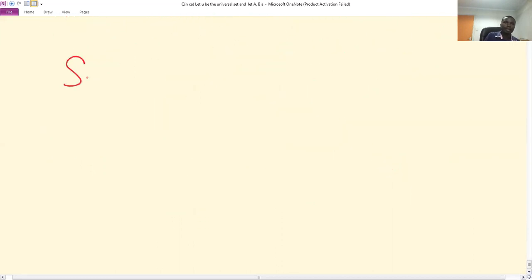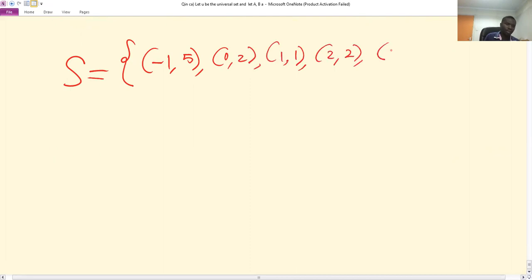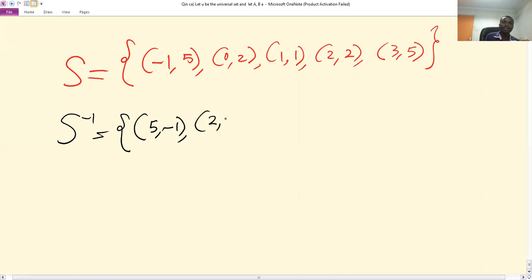Lastly, relation S is given by (-1, 5), (0, 2), (1, 1), (2, 2), (3, 5). So the easiest thing to have is the inverse of the relation. So it would be (5, -1), (2, 0), (1, 1), (2, 2), and then (5, 3).